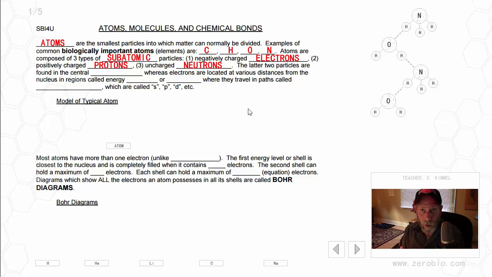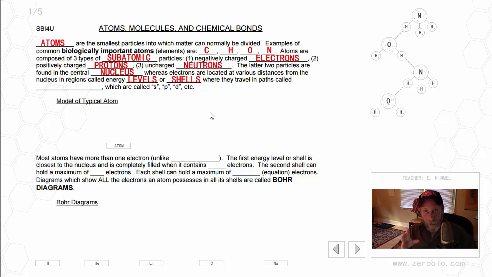Now, you may have heard about other particles or strange things in physics somewhere or in some of your reading perhaps, but we are sticking to this stuff, all right? The latter two particles, meaning the protons and the neutrons, are found in the central nucleus. And we'll have a look at a diagram of a typical atom in just a moment. All right, so the protons and the neutrons are in the nucleus, whereas the electrons are located at various distances from the nucleus in regions called energy levels or shells.